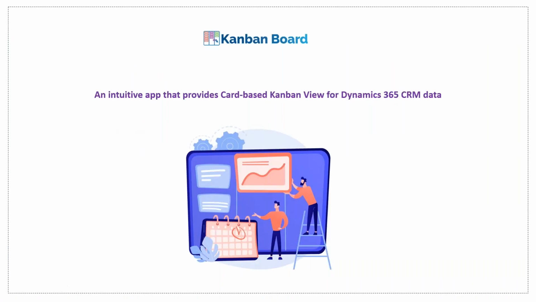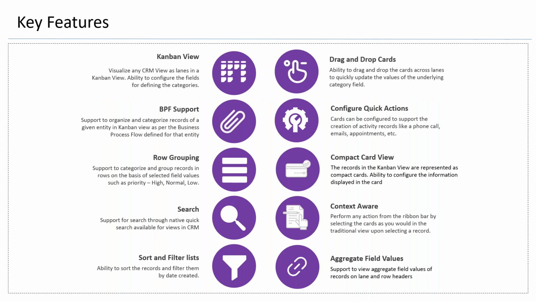So this is exactly where our Kanban Board app comes into the picture, that provides you an ability to swiftly enable the card-based Kanban view for CRM data. Moving on, let's have a look at the features of Kanban Board. It lets you visualize any view in the form of lanes and rows. Drag and drop gives you an ability to move a card from one lane to the other with a simple drag and drop action.